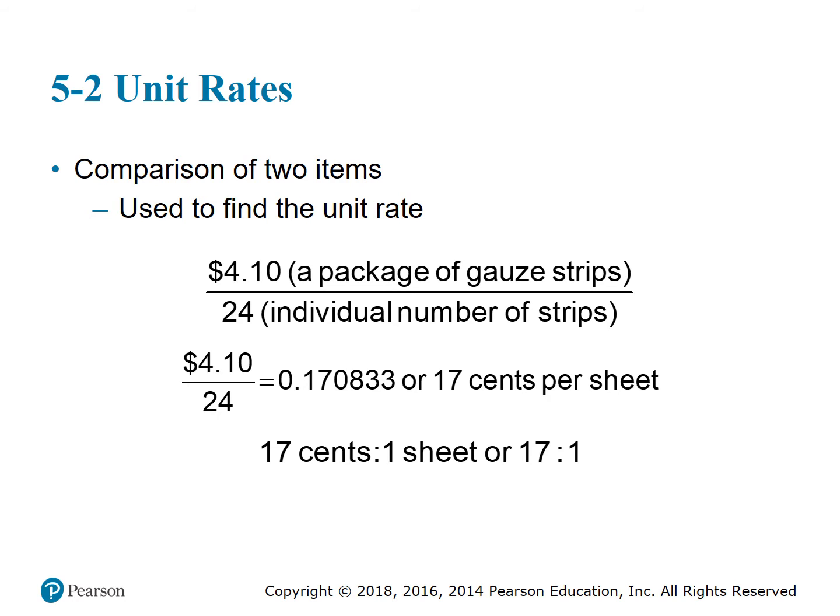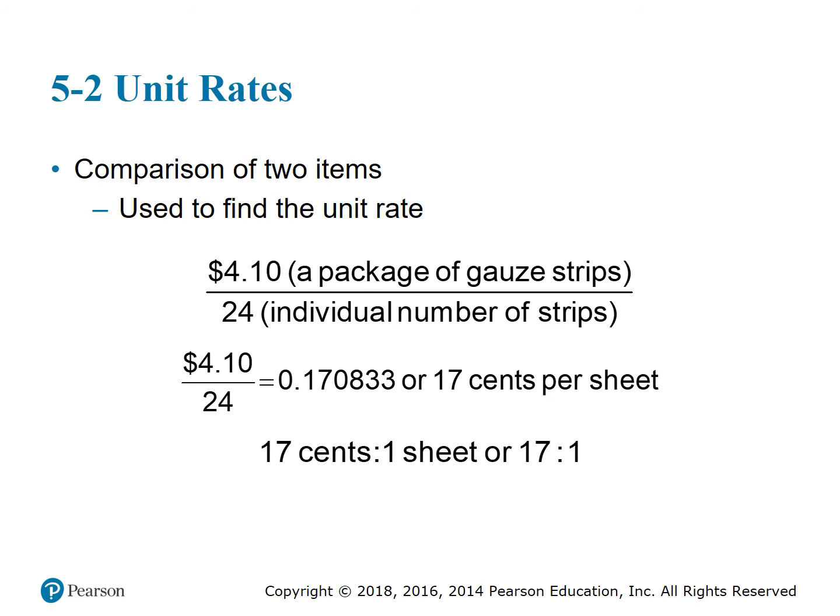In addition, ratios can compare two items. For example, ratios are often used to find the unit rate, which is a rate having 1 as its denominator. A rate is a ratio of two measurements having different units. The unit rate is a rate which has 1 unit as its denominator. For example, $4.10 is the price of a package of gauze strips, let's say, and 24 is the number of strips in the package.